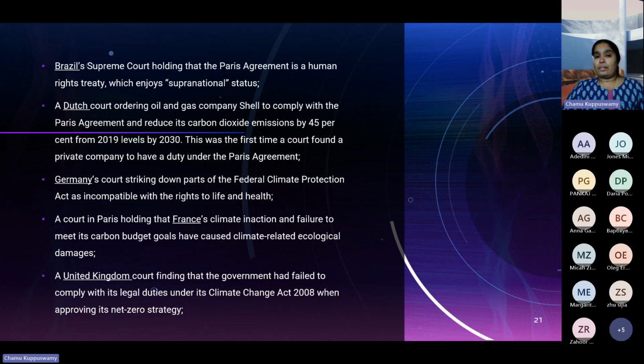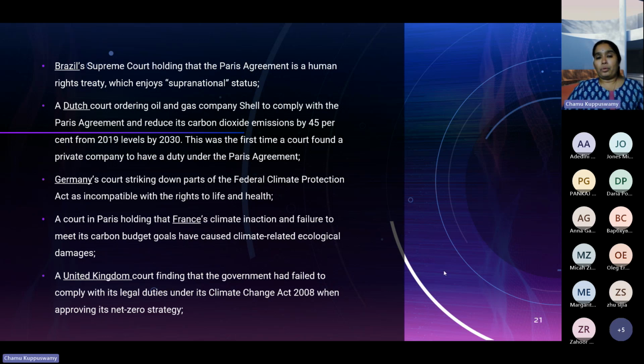A court in Paris held that France's climate inaction and failure to meet its carbon budget goals have caused climate-related ecological damages. So that linkage to the harm that's caused, rather than just talking about, you know, you haven't reduced emissions, but directly linking it to ecological damages, which is not damage to the whole climate system, but it's saying it's an environmental damage. That also is quite beneficial to address the larger issue of the climate system.